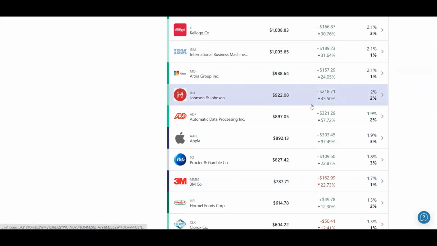Another thing, Johnson & Johnson, I lowered that to 2% because they're going to be splitting their business three different ways. And I'm not sure what that is going to do to the dividend. So I'd rather have less exposure in that.